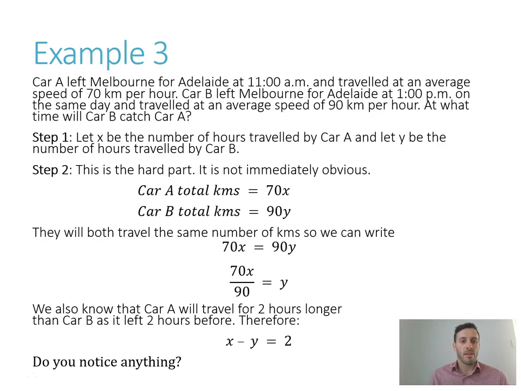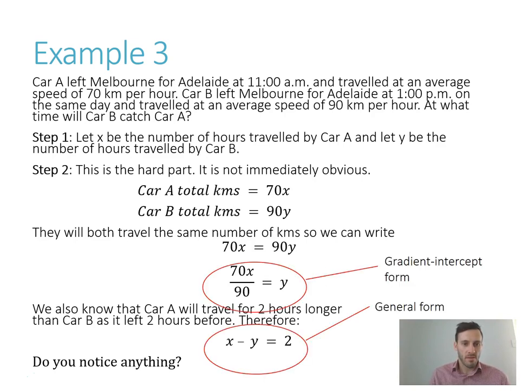Do you notice anything about the equations here? Pause, have a look at them. Our first equation is in gradient-intercept form. Whilst it might not look like what we're used to, that's the same as writing 70 over 90 or 7 on 9x with no y-intercept. The second equation is in the general form.